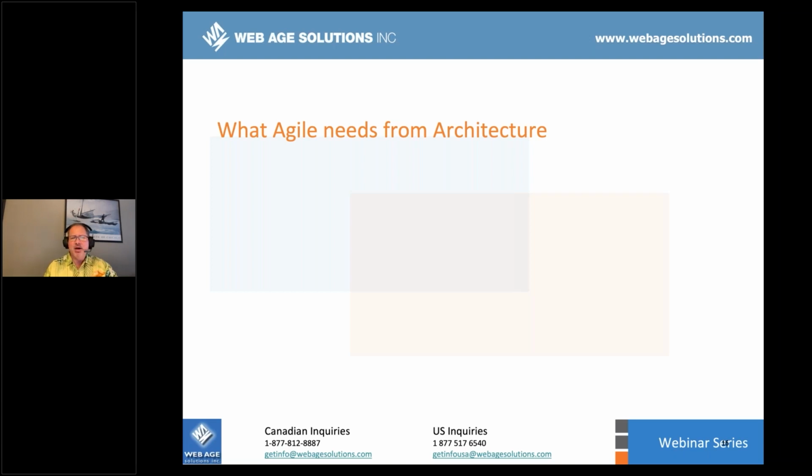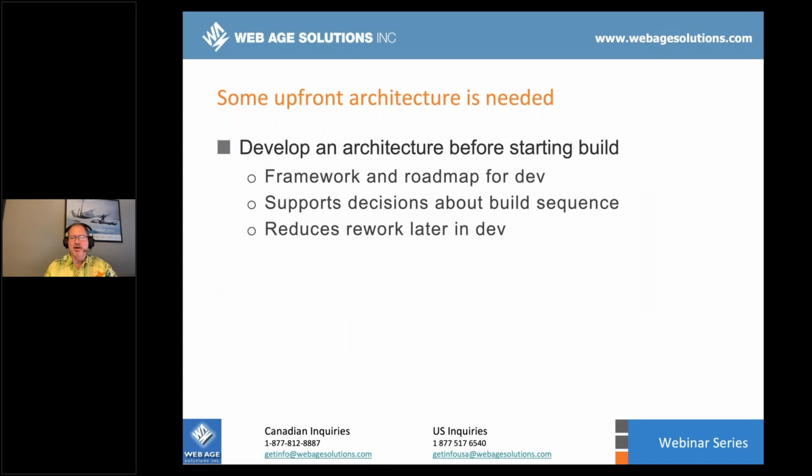Well, the first thing I'm going to argue is that we need some upfront architecture. It is necessary, in my opinion, in this framework, to develop an architecture before really starting to build. Now, how much of an architecture we'll get to in a moment, but the reasons why we need an architecture before we start to build are, well, legion. One of those is the reason that I mentioned before. It provides a framework and a roadmap for development. Once we actually start to get into development, those increments, and within each increment, the sprints, how do we know what to do, what to work on?